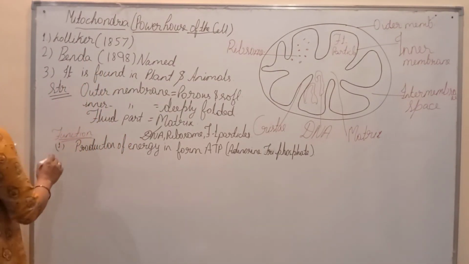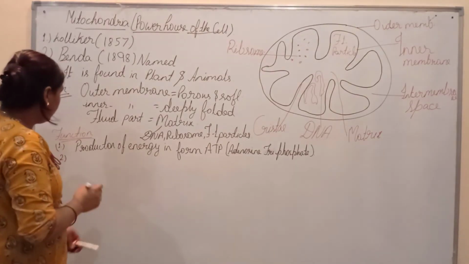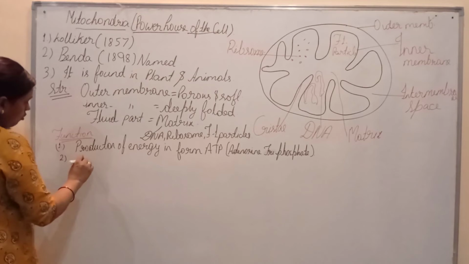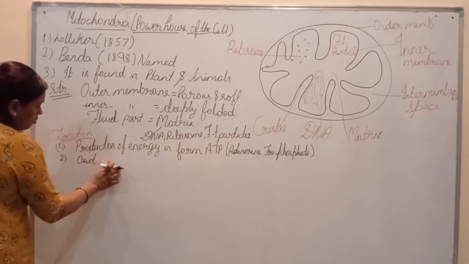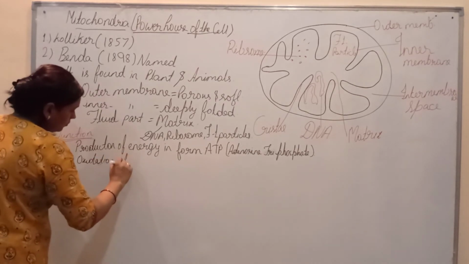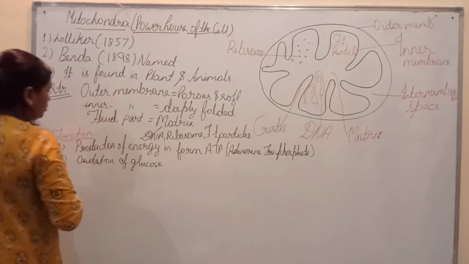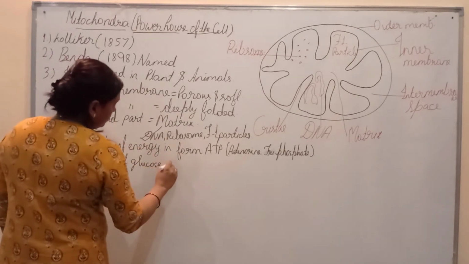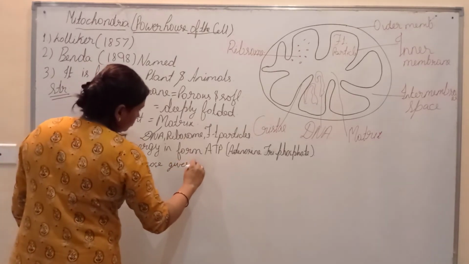So inside mitochondria, energy production takes place. Oxidation of glucose takes place. Oxidation of glucose gives energy.